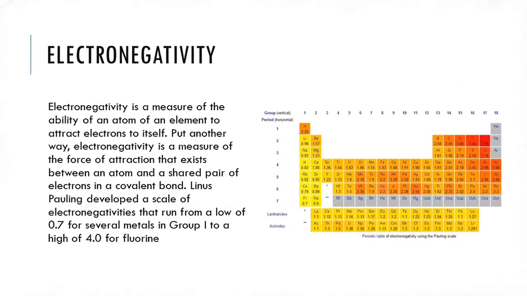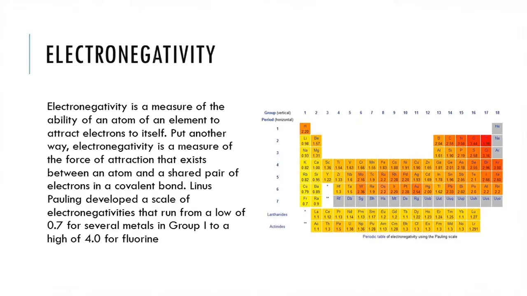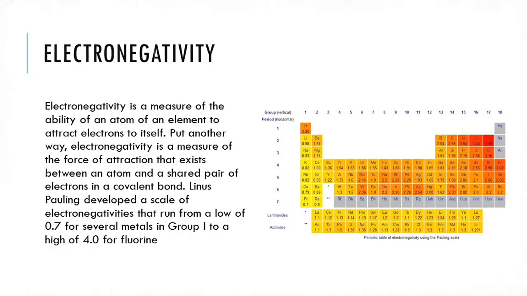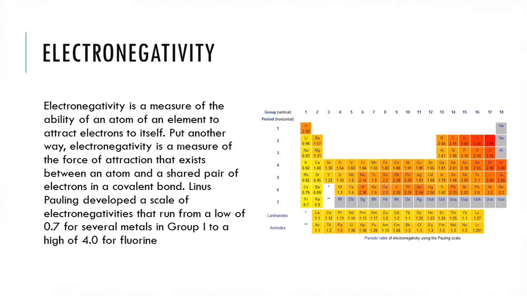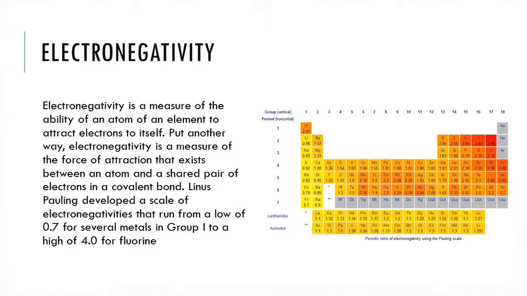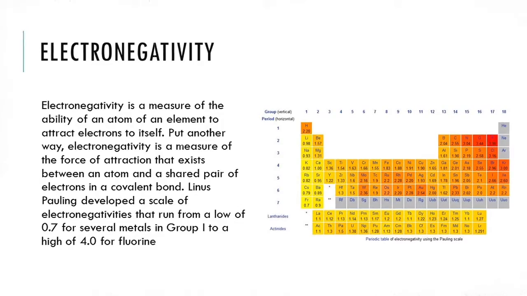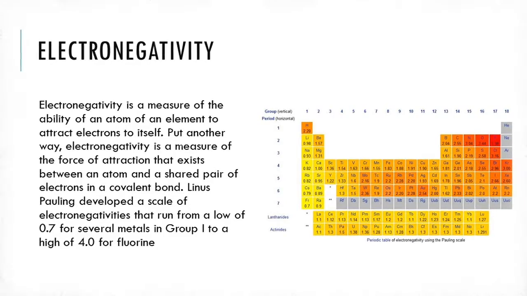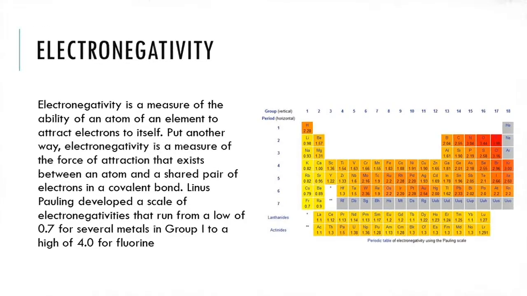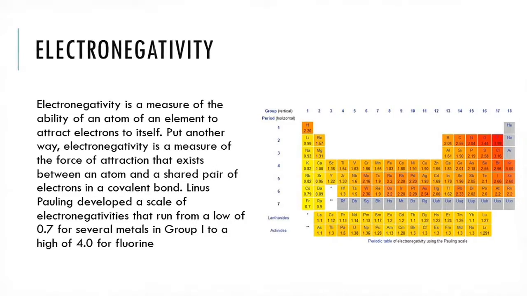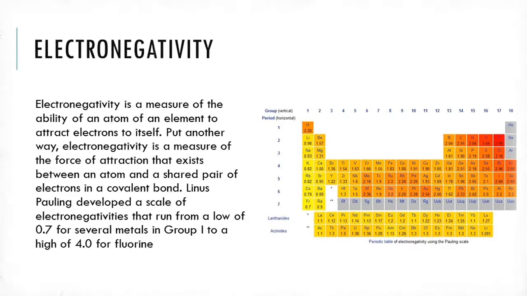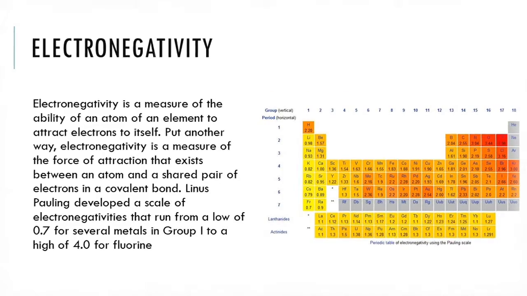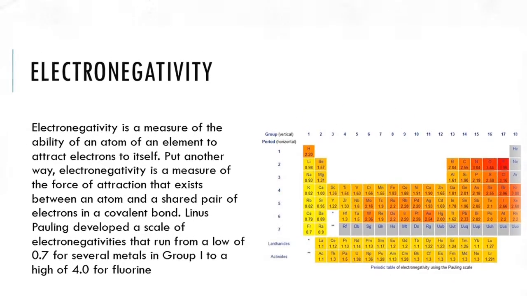Electronegativity is a measure of the ability of an element to attract electrons to itself. Put another way, electronegativity is the measure of the force of attraction that exists between an atom and a shared pair of electrons in a covalent bond. Linus Pauling developed a scale of electronegativities that run from a low of 0.7 for several metals in group 1 to a high of 4.0 in fluorine. We'll be using the numbers that Pauling found to help us determine the polarity of different compounds.